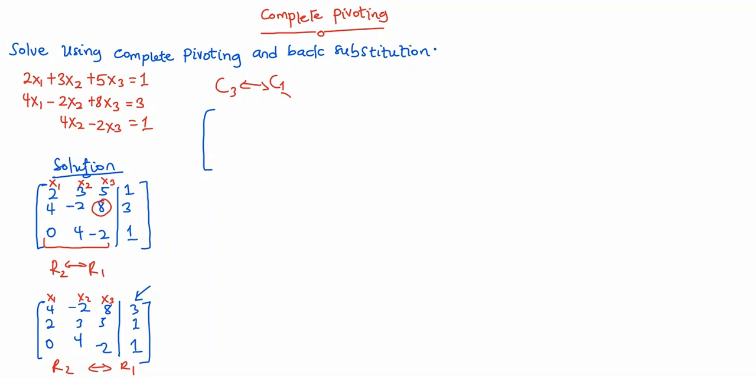So you're going to have 8, 5, minus 2. The column 2 will still be there, so you're going to have minus 2, 3, 4. Our new column 3 will be 4, 2, 0. Let's bring the right hand side: we're going to have 3, 1, 1. Now after interchanging the columns, you notice that x1 was here and x3 was here, and now we have interchanged them. So this will be our x3, this will be our x1, and we still have our x2 here.